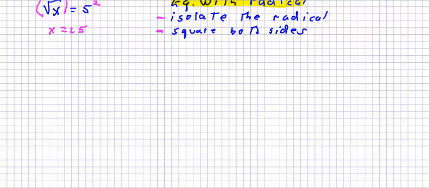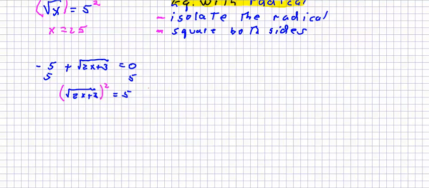All right, let's look at another one. We have negative 5 plus the square root of 2x plus 3 equals 0. I add 5 to both sides. I get the square root of 2x plus 3 equals 5. I have isolated my radical, and now I square both sides.